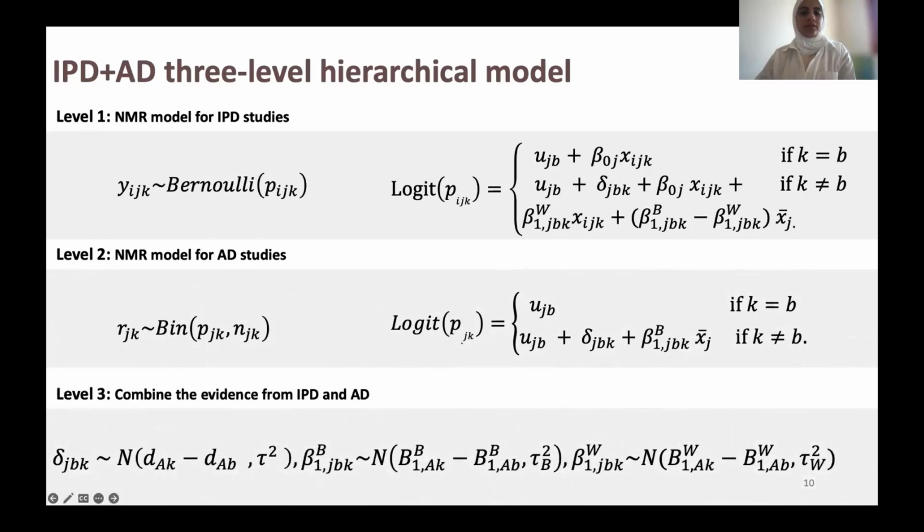Then we combine the relative treatment effects, deltas, and the between-study interaction coefficients, beta B, from both IPD studies and AD studies, while beta W is only combined across IPD studies. So this 3-level hierarchical model can be applied to RCT or NRS data separately.